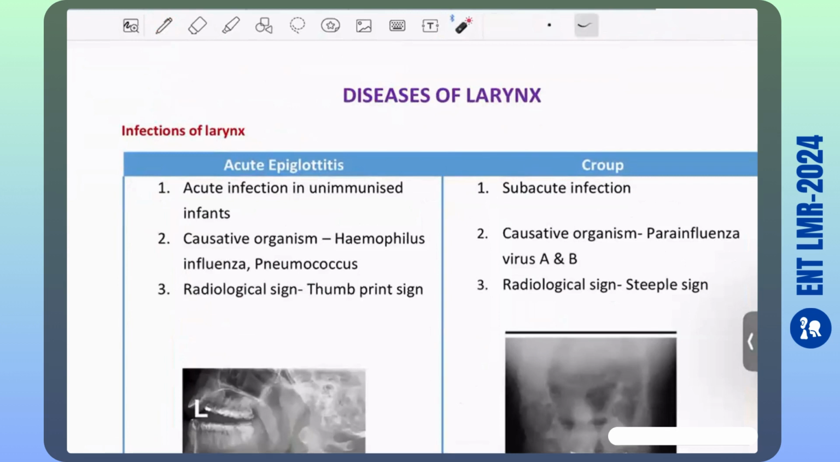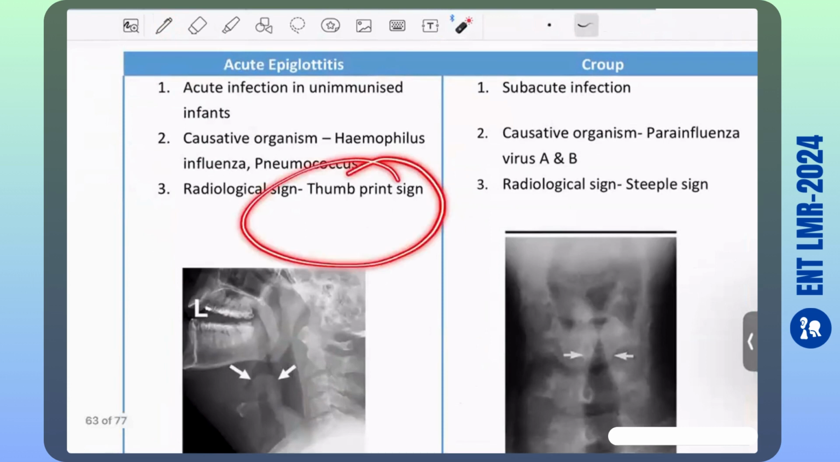If it is an acute infection of the epiglottis, it is called acute epiglottitis. The important sign is the thumbprint sign, seen on lateral view X-ray. It is caused by Haemophilus influenzae or pneumococcus. Previously, Haemophilus had more incidence. Now, pneumococcus is getting more incidence.